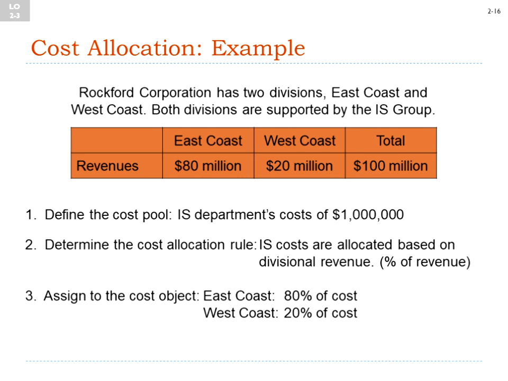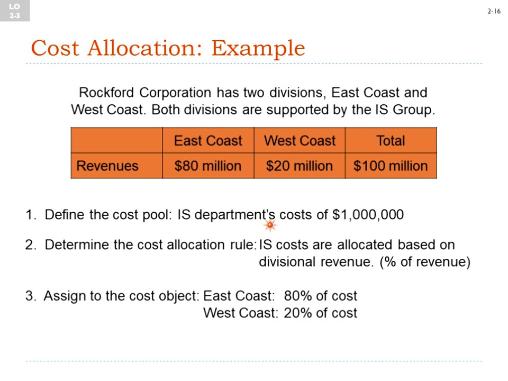So what do you have to do? You just pool together all of the expenses for the IS department. In this case, your cost pool is the entire IS department, and that costs you $1 million. All right, so that's step number 1. Determine the cost pool, and that pool is the department's cost of $1 million.